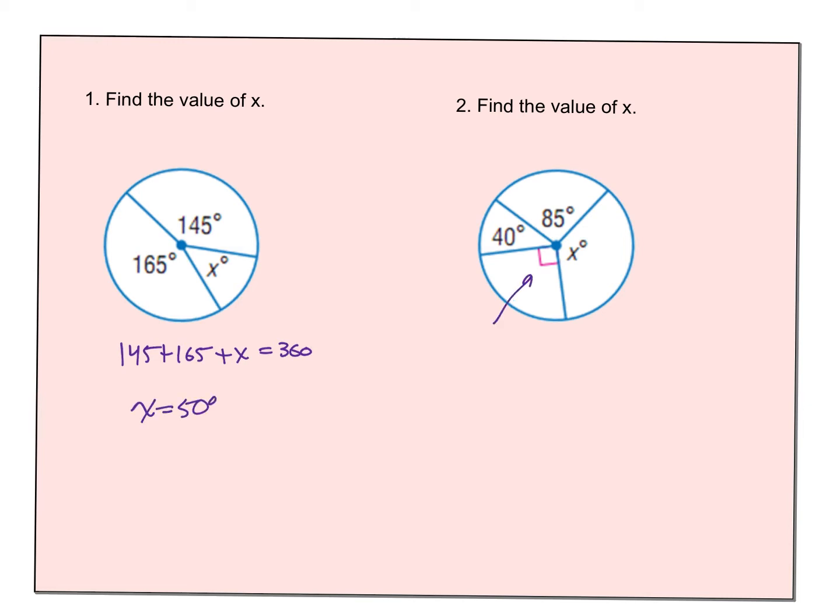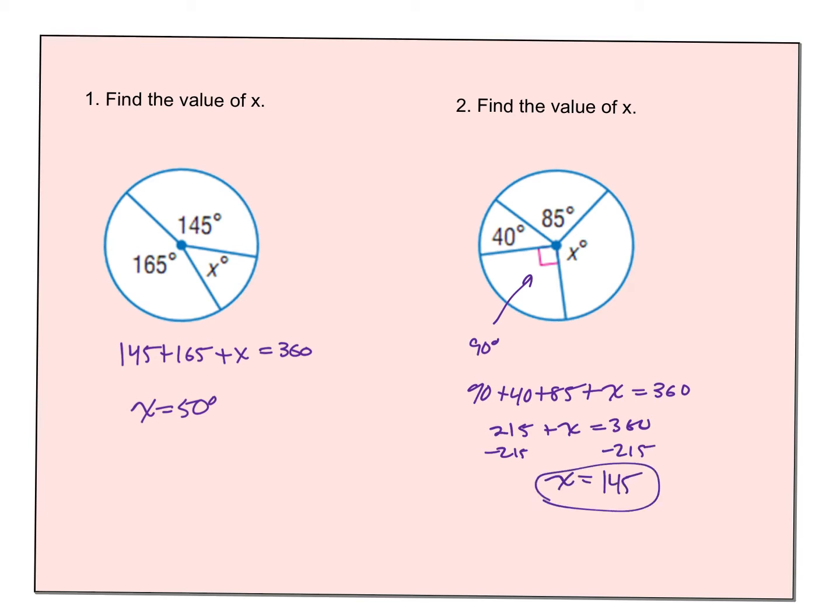Over here, recall that is going to be 90 degrees. So 90 plus 40 plus 85 plus x equals 360. So 90 and 40 is 130, plus 85, then 360 minus that. So that becomes 215, actually. Then 360 minus 215 gives my answer, 145. So a little bit bigger than 90.